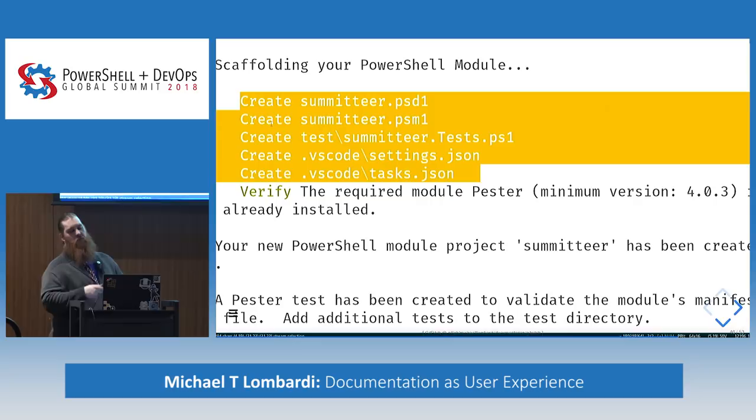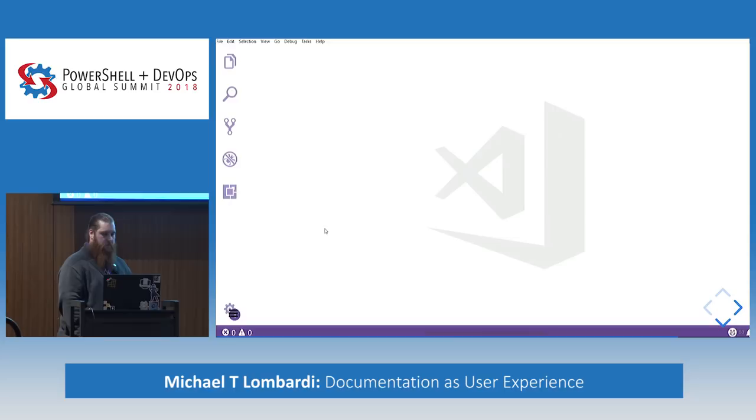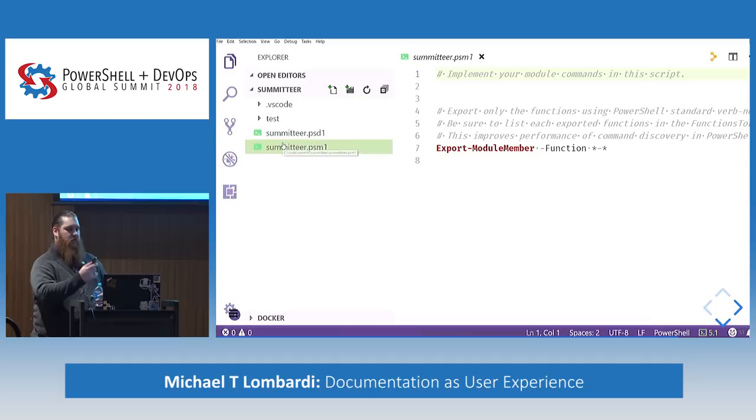We chose Summiteer. It asked what version we wanted. We set it at the default. And then it asked, did we want to have it set for VS Code, which is what I'm using here. So now we're just opening it up to take a look. It scaffolded out just real basic.